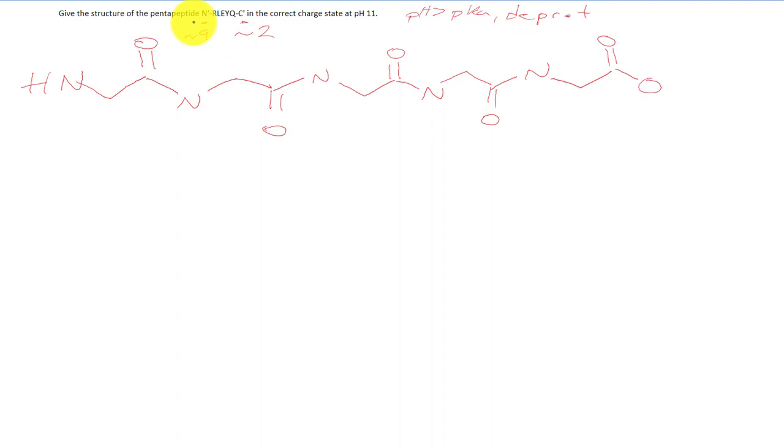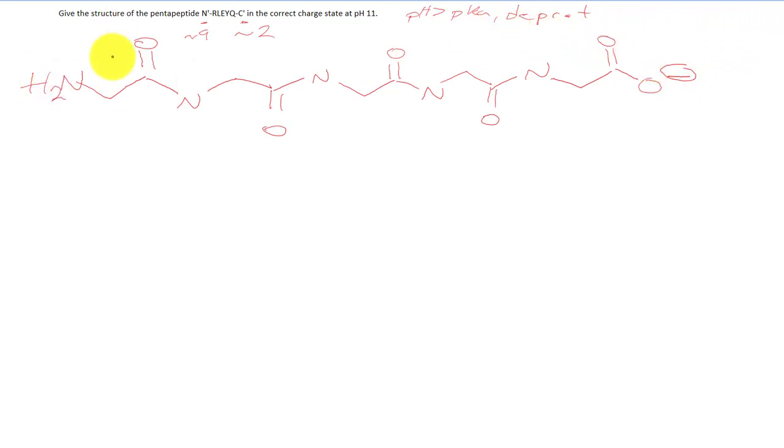Okay, so our N can be either positive or neutral. When it is deprotonated, it is neutral. So we have H2N there, not a plus. And our C terminus, the pKa is 2, so it is deprotonated, and we are going to be negative at that point. It can be neutral or negative, and the deprotonated state is negative. So now we have a -1 charge overall.